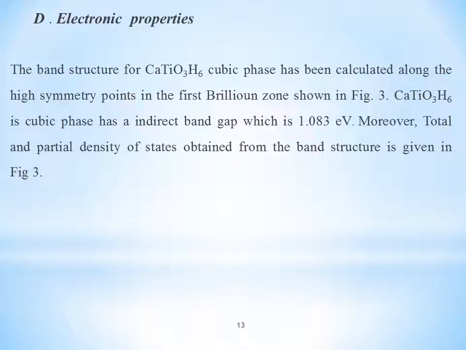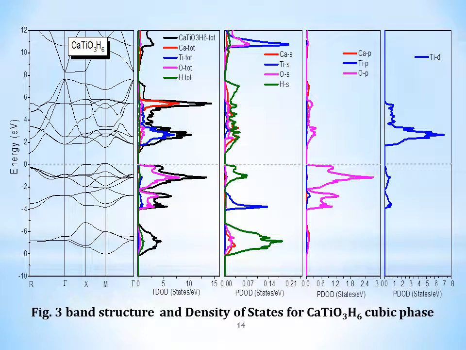Electronic properties. The band structure for the CaTiO3H6 cubic phase has been calculated along the high symmetry points in the first Brillouin zone, shown in figure 3. CaTiO3H6 cubic phase has an indirect band gap, which is 1.0 electron volt. Moreover, the total and partial density of states obtained from the band structure is given in figure 3.